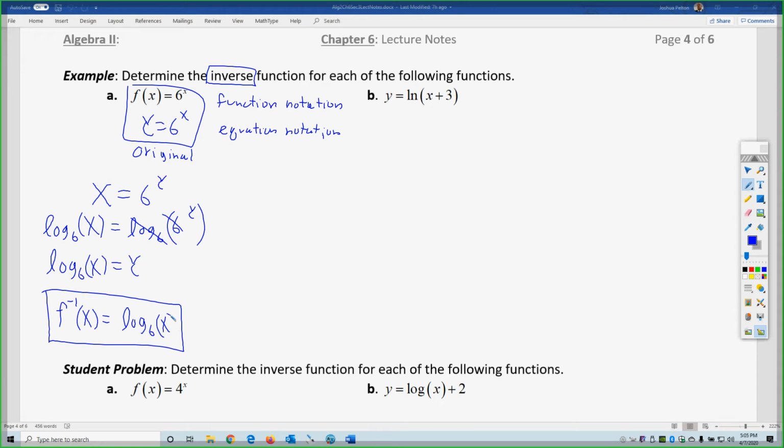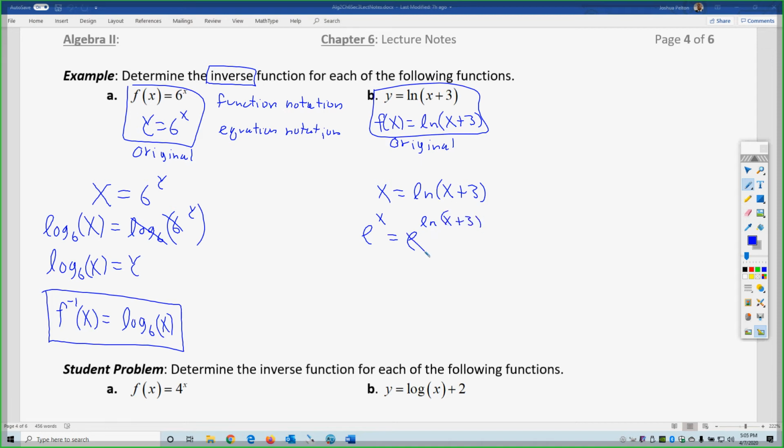Okay, so let's try one more. They gave us the equation format. This is the function format: the natural log of x plus 3. So that is the original. To get the inverse equation, switch the variables. So x equals the natural log of y plus 3. We need to get rid of the natural log. How do we do that? With a base e, because natural log is log of base e.